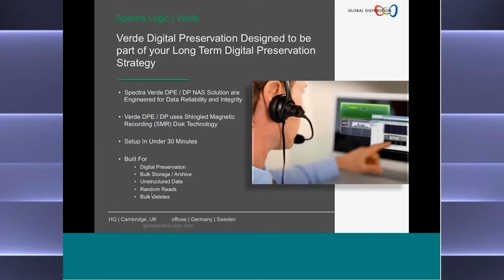So we've gone through Black Pearl and we've touched on the tape libraries. I'm just going to touch on one of the newer NAS devices from Spectra Logic, and that's the Verde NAS for digital preservation, or DP. And these are designed to be part of your long-term digital storage preservation strategy. Both feature 10 gigabit NAS interfaces, so it's very easy to implement in a Tiger workflow with their replication and tiering module.